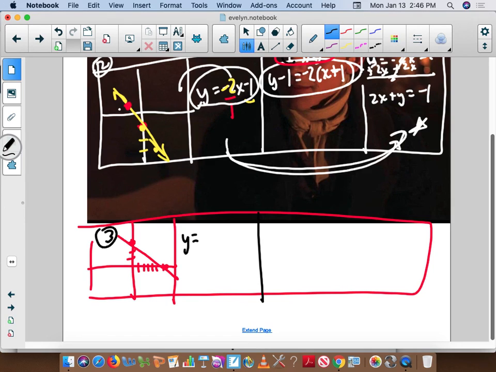All right, has anybody found the slope? Did you count down and over from corner to corner, Margot? Down 1 over 2, yes. And the y-intercept? 3. Everybody follow Margot down 1 over 2? So go from corner to corner.